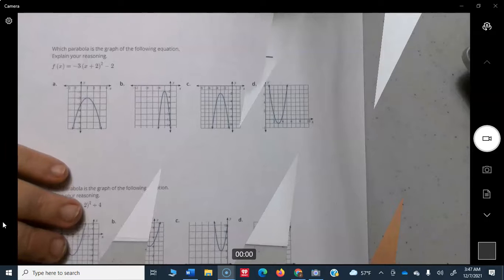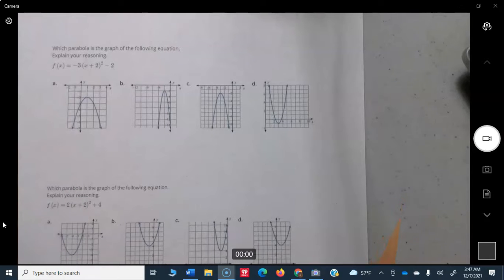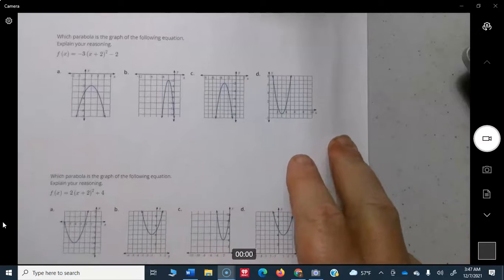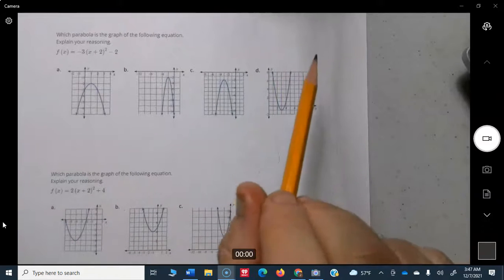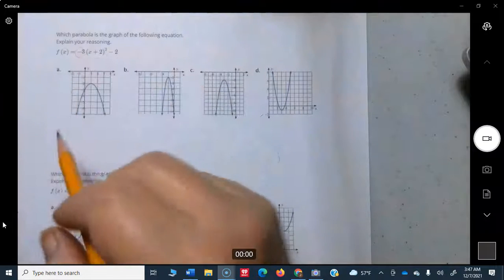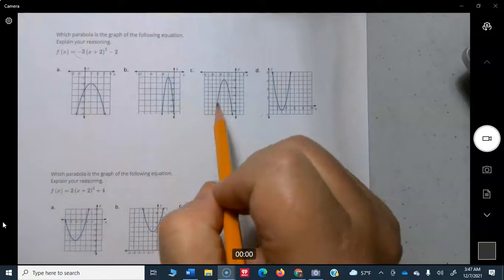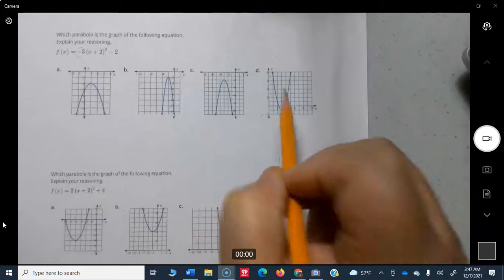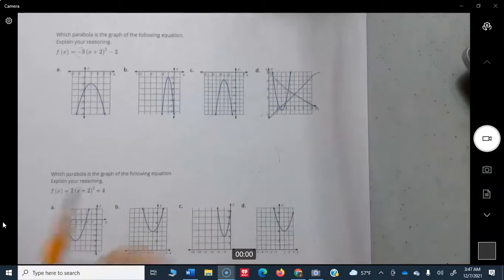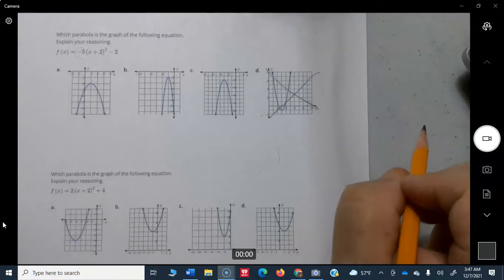Okay, now they're saying which parabola is the graph of the following equation? Okay, so the first thing we notice is, again, that the A value is negative. That means it's going to be concave downward. That can't possibly be the answer, so you can cross that one out.